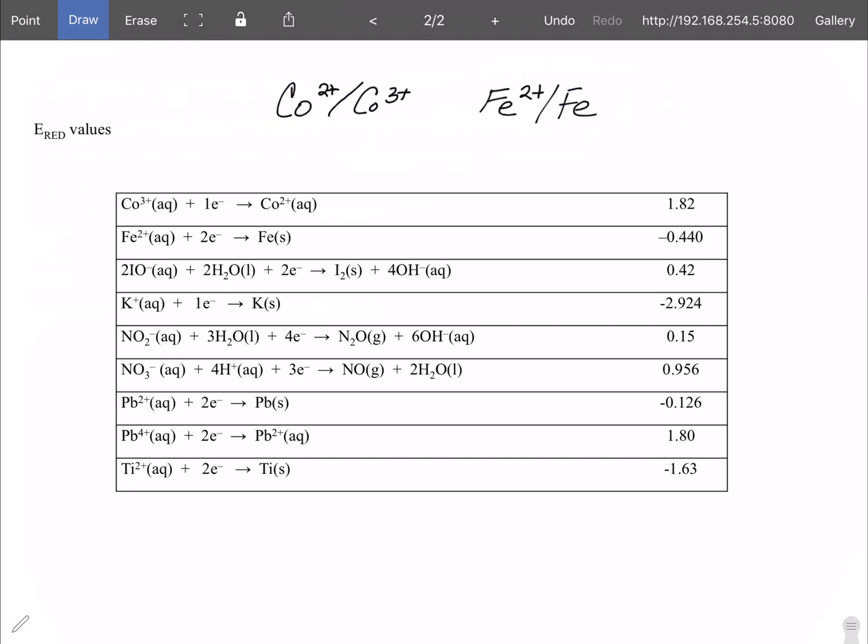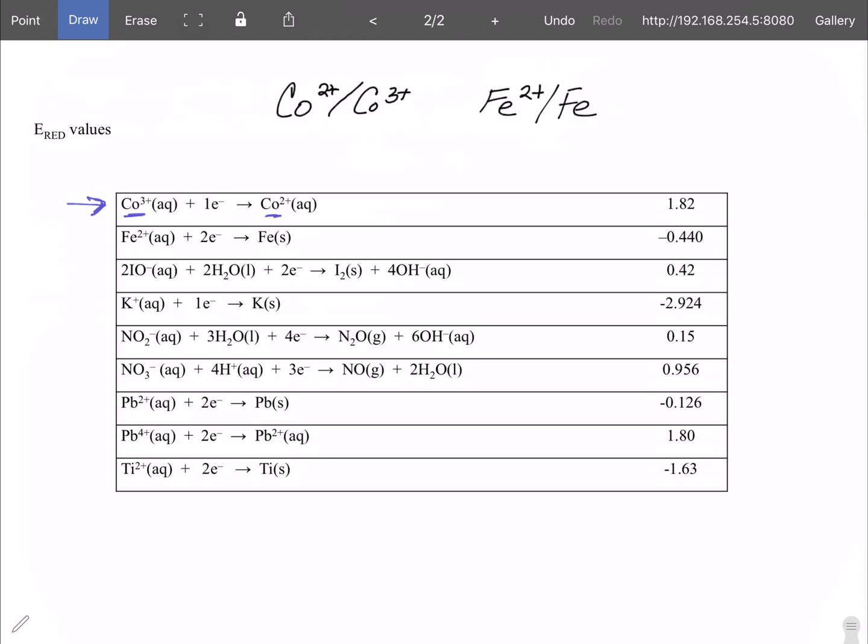So when we look at our standard reduction potentials, we're going to use the cobalt 3 plus to 2 plus. Now, if you were using cobalt 3 plus to cobalt metal or 2 plus to metal, I'm not sure which one goes because I don't have my chart in front of me, then we would use that one accordingly. But we have to use the one that has the species of interest in it, which is these two.